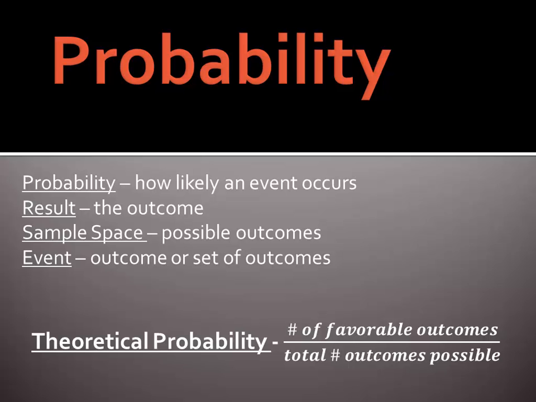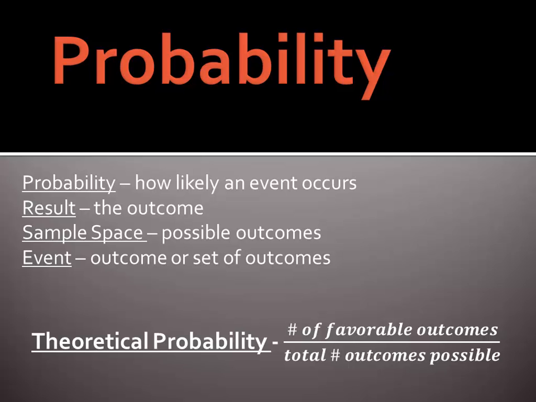What you need to know for this, just a few terms. You don't have to necessarily write these down as long as you know them. Probability is how likely an event occurs. The result is just the outcome of what we got. Sample space is the possible outcomes that could happen. And then an event is an outcome or a set of outcomes.